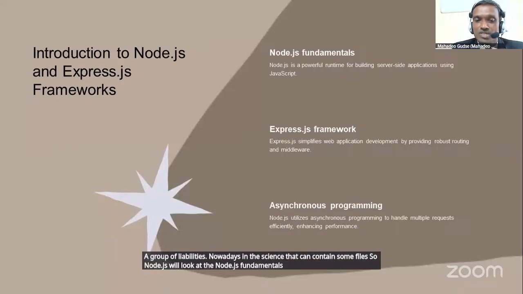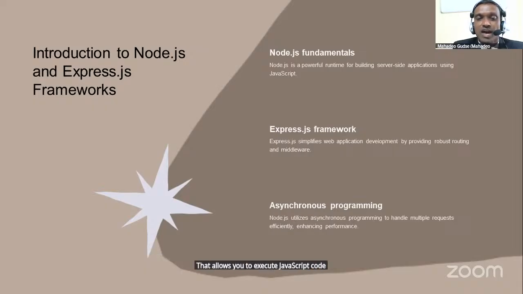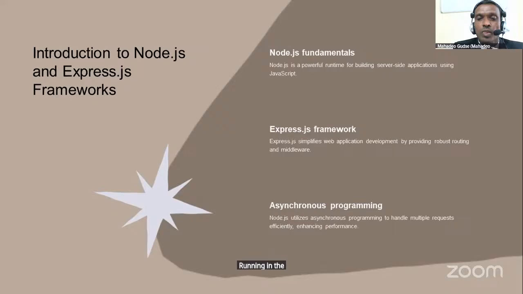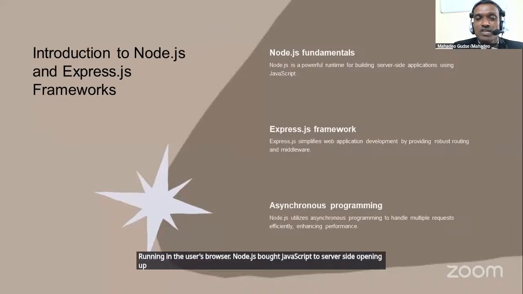Essentially, Node.js is a runtime environment that allows you to execute JavaScript code outside of the web page. Traditionally, JavaScript was primarily used for front-end web development, running in the user's browser. Node.js brought JavaScript to the server side, opening up a whole new world of possibilities.